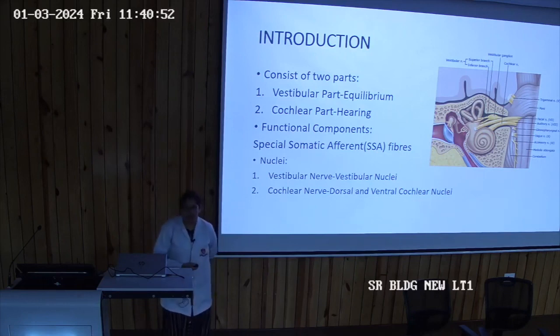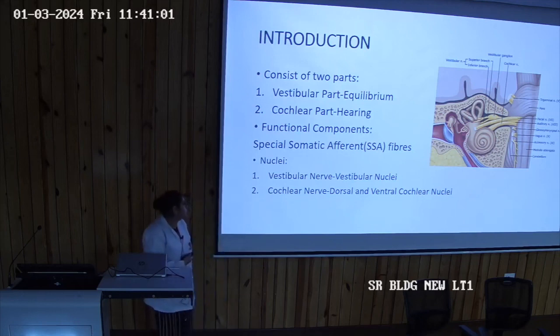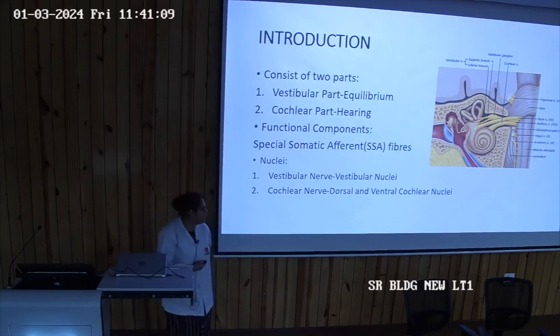The functional component of the nerve includes the special somatic afferent fibers which carry necessary information for maintenance of the equilibrium and the hearing. The fibers carrying the sensory information for equilibrium terminate in the vestibular nuclei, and the fibers carrying the sensory information for hearing terminate in the dorsal and the ventral cochlear nuclei.